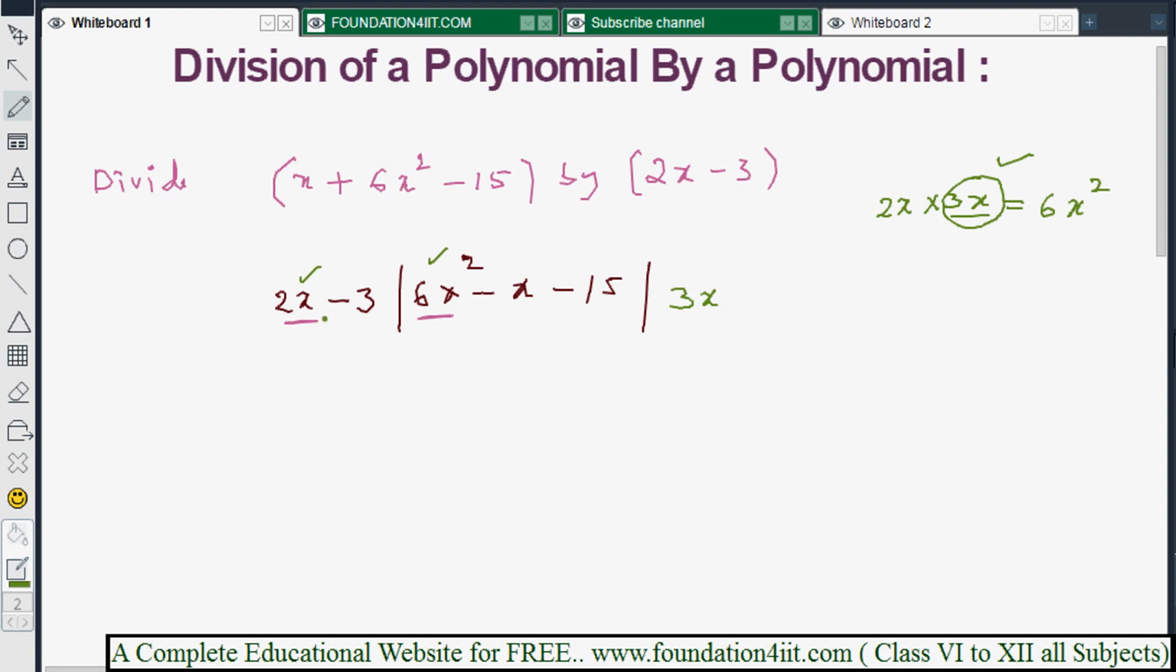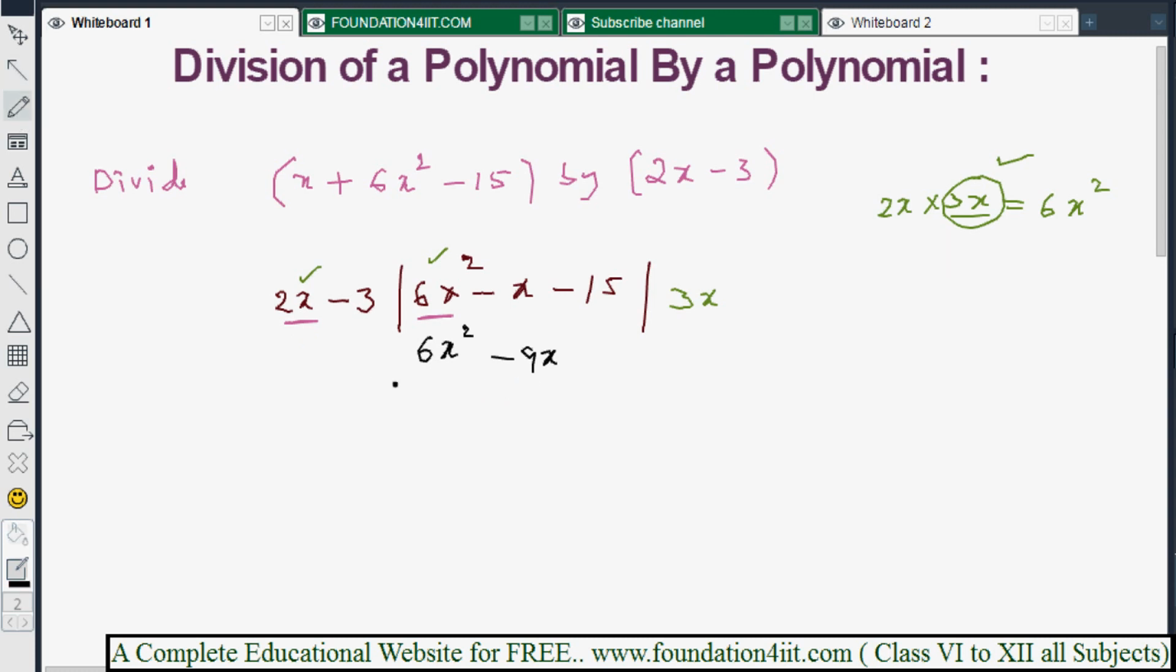Now take this 3x and multiply it with the total divisor. Take 3x into 2x minus 3. 3x into 2x is 6x square. 3x into minus 3 is minus 9x. So this is the 3x you got from this step, right? Take this 3x, multiply each and every term in this divisor and write it down here. This is the first step.